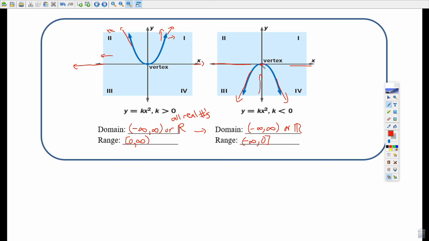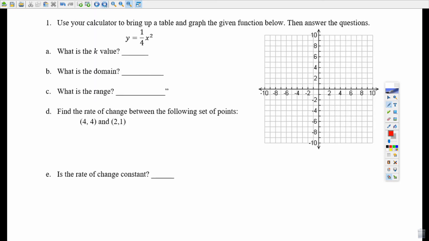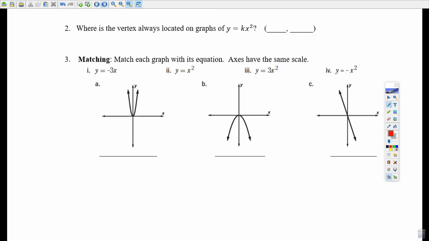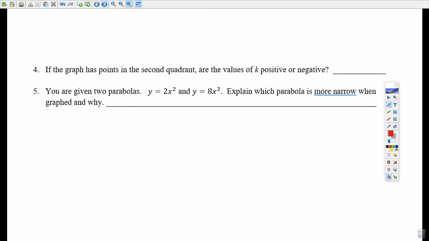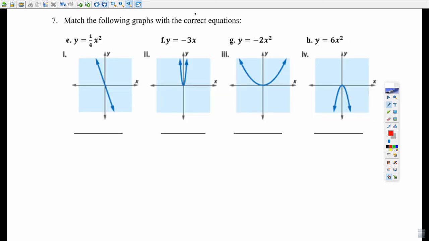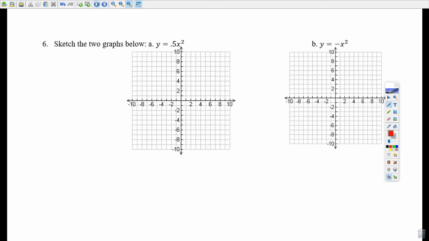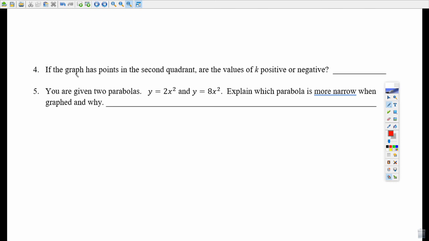If I can actually write on it. There we go. So that is the domain and range. For the huddle, hopefully you should be okay with the rest of it. Just try your best, and you can use the website to answer some of the questions as well. I think I might do one with you, so maybe I'll do number 4 or 5.